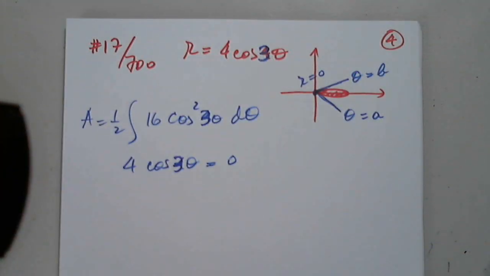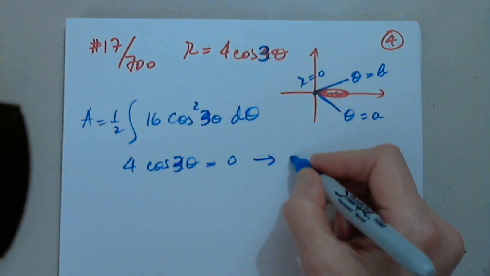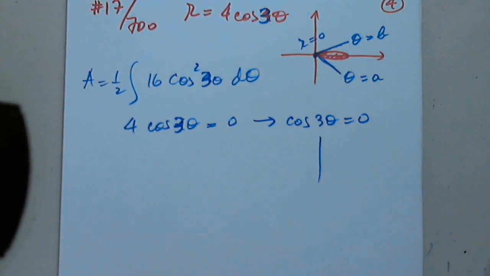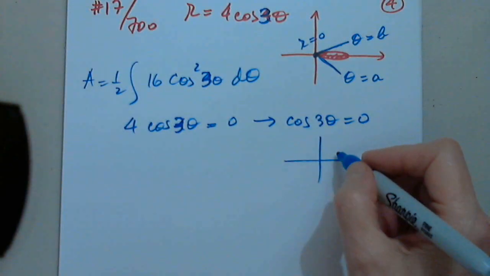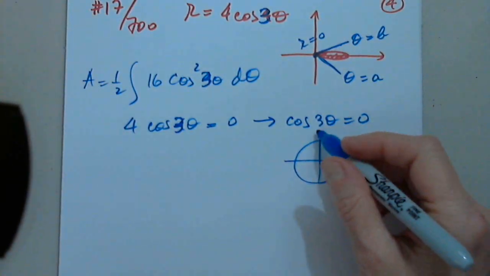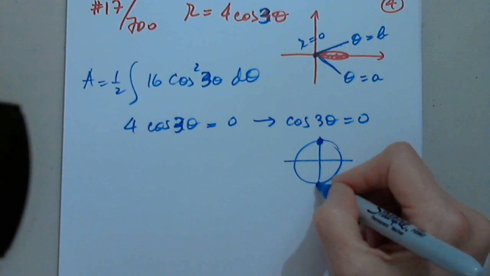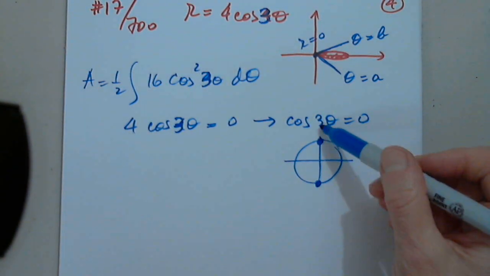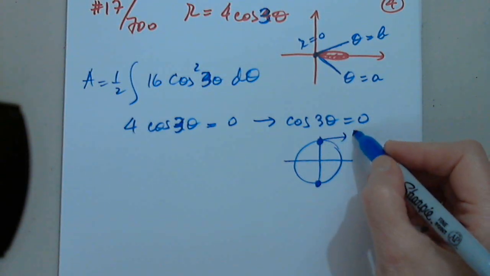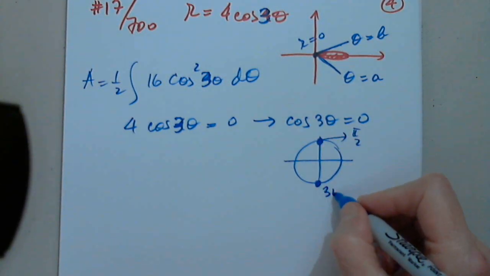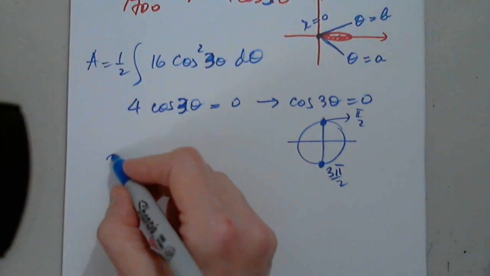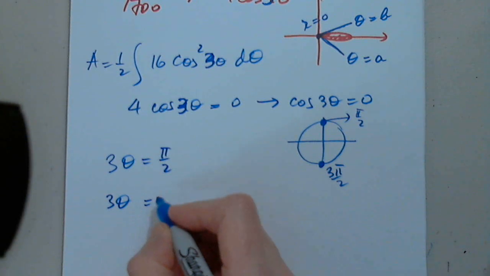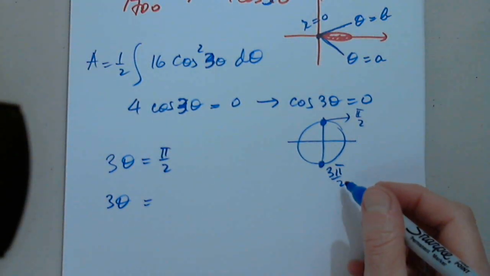Okay, very good. So in order to solve this equation, we know from here that cosine 3 theta must be 0. So remember from trig, this is the unit circle. Cosine is 0 at this point and this point, right? At this point, we have pi over 2, and at this point, we have 3 pi over 2. So then 3 theta equals pi over 2, and 3 theta equals 3 pi over 2.